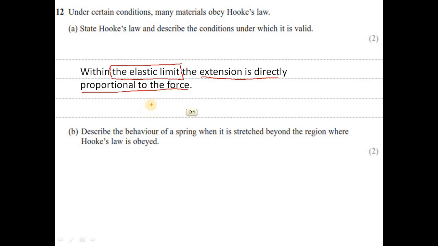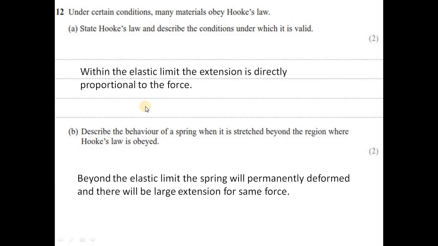Part B is: describe the behavior of the spring when it is stretched beyond the region where Hooke's law is obeyed. If you cross the limit, then what happens? You have a large deformation or large extension for a small force. That means you have a permanent deformation and there will be a large extension for the same force.